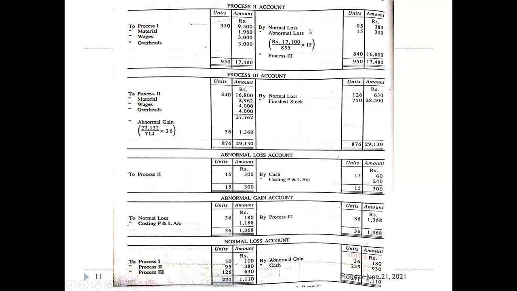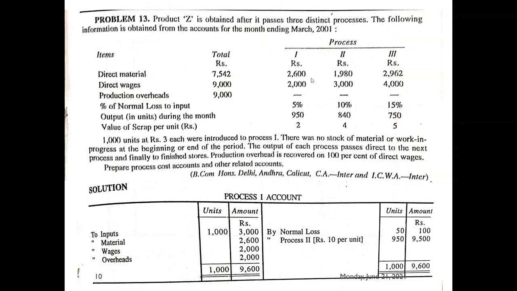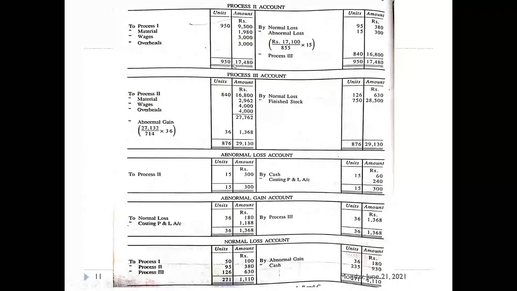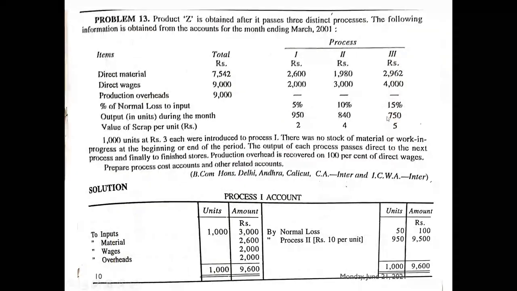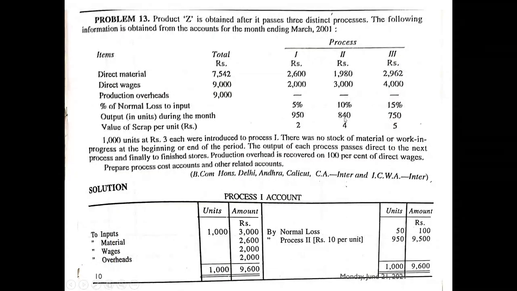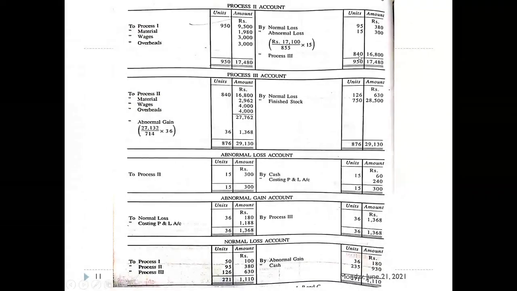So in normal loss, in bracket you write 10% of 950 units at the rate of rupees 4 per unit. So it will be 380. So after that you write by process 3 account. So output is given. Process 2 output is how much? 840. So output will be 840.